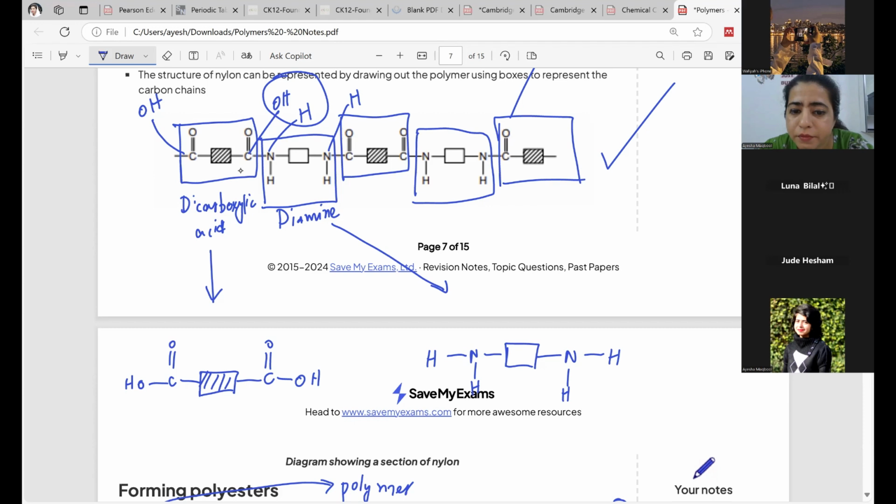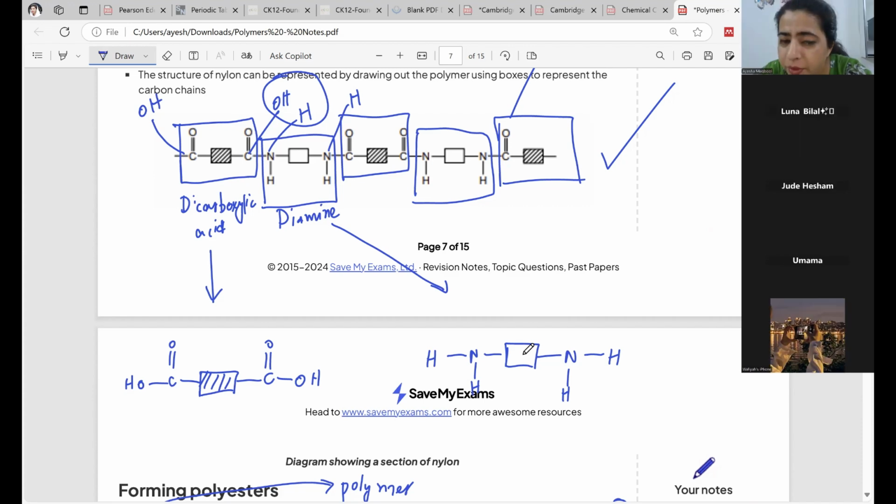Miss, is an amine or a diamine an organic molecule? It is going to be organic, yes. It has carbon and hydrogens in place of the box. So it is one of the organic compounds.